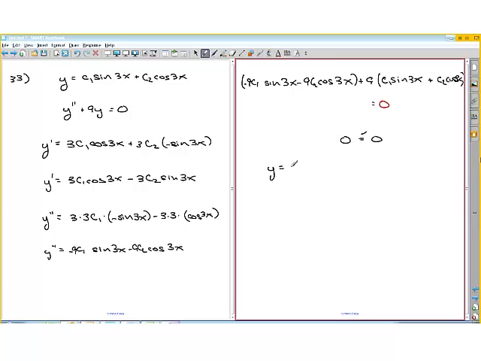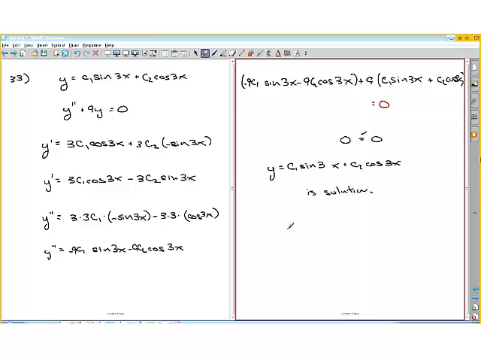y is equal to C1 sine of 3x plus C2 cosine of 3x is a solution to that particular differential equation. Okay, so we proved that it's a solution. And we verified the general case. It's true. Now we want to find the particular solution.